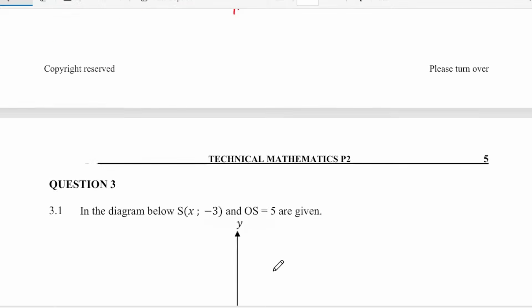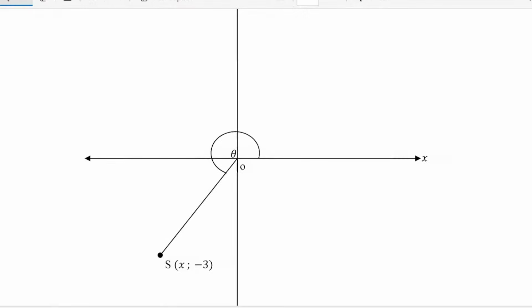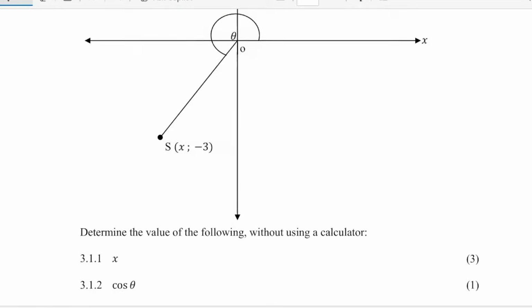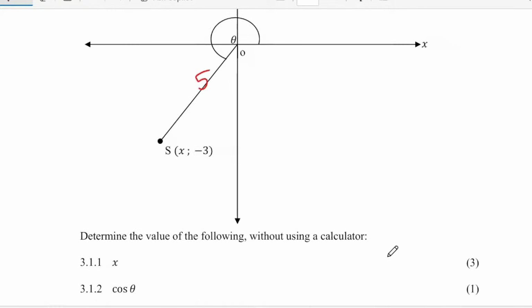All right, then question number 3, in the diagram below, S is (x, -3) and OS is 5 units. Okay, we're told this is 5. First things first, they want us to determine without a calculator the value of x. So if I'm to complete this, that's a 90. This is going to be x, this is going to be -3.